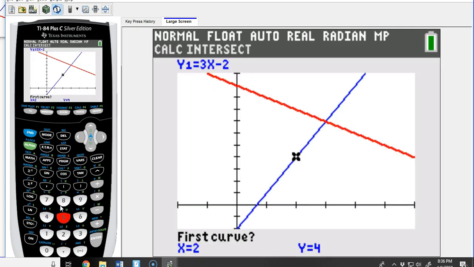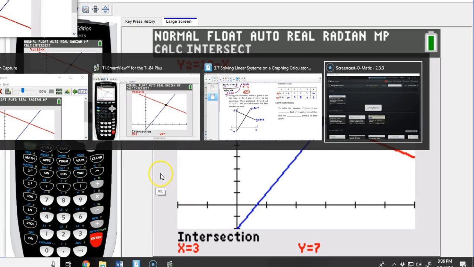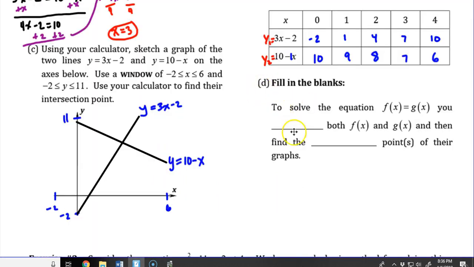Okay, so 5, first curve, enter, second curve, enter, guess, just move close. 3, 7, we thought it would be, right? We had predicted that much from our table. All right, so then to summarize, to solve the equation where one function equals another function, you graph both f of x and g of x and find the intersection point or points of their graph.